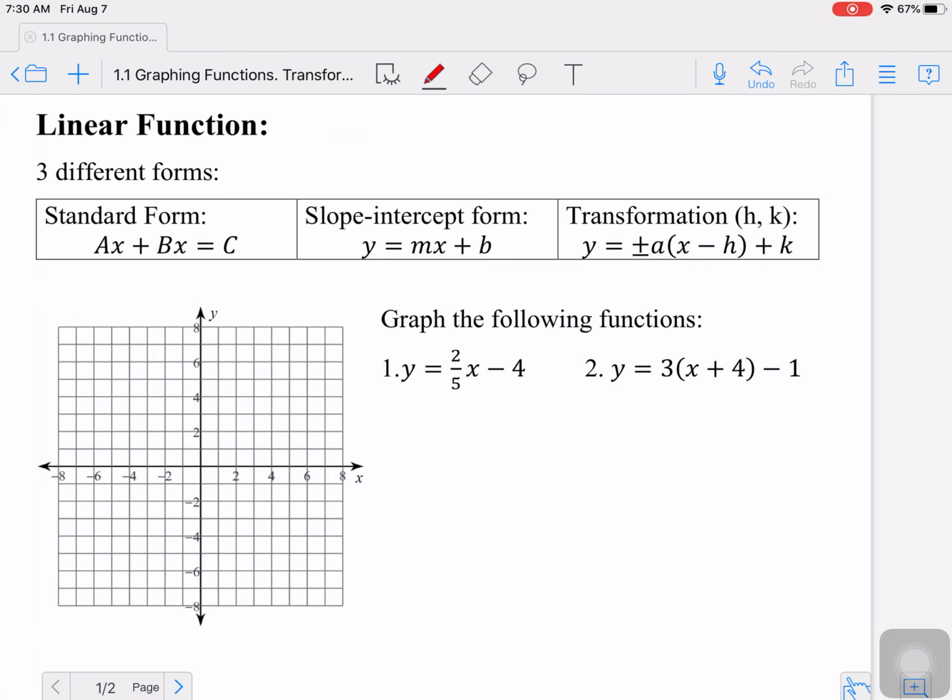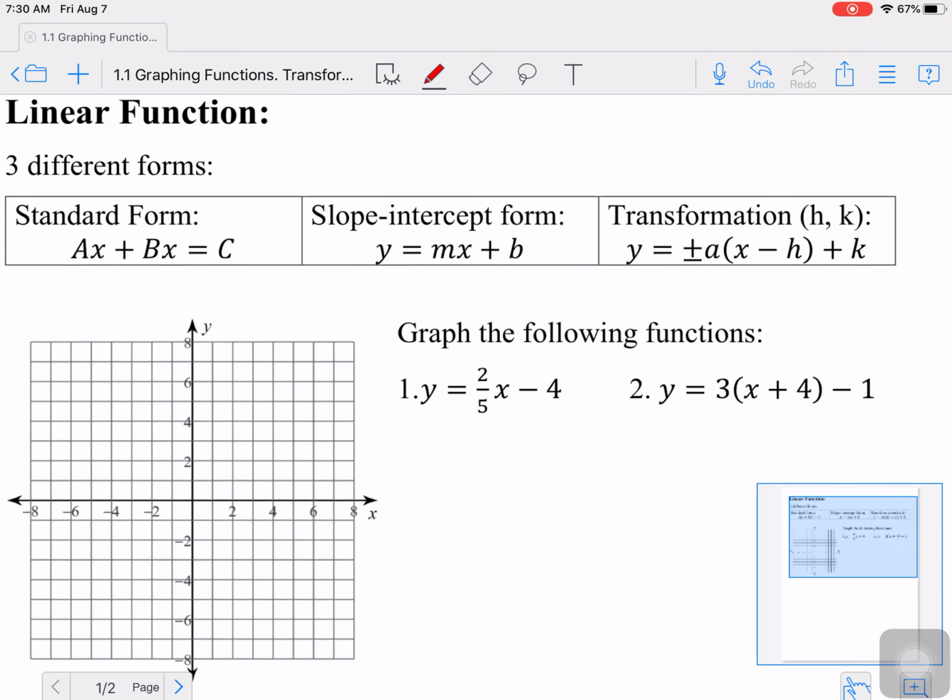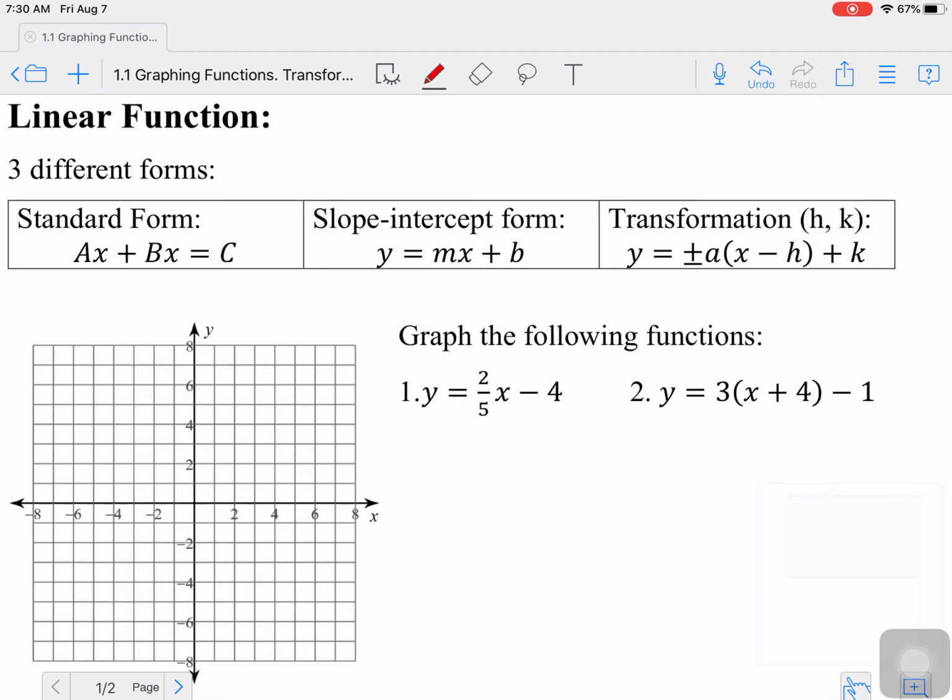We're gonna quickly go over linear functions. Just for a note, this is not something that you really need to worry about in terms of a test or a quiz. This is more of a review from Algebra 1. However, you are expected to already know how to do this, so I just wanted to give you a little refresher on linear functions.